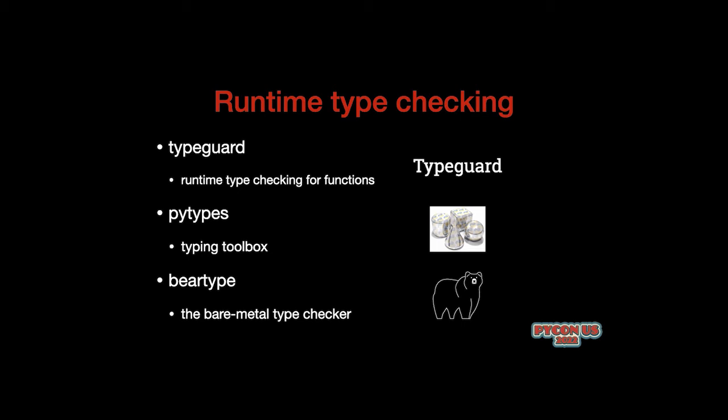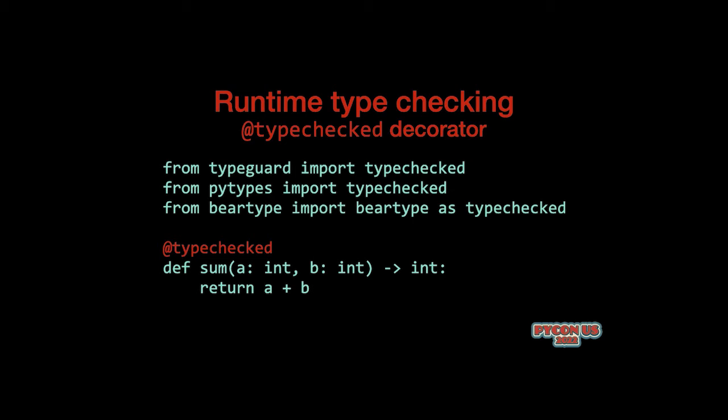And BearType is interesting. It also does runtime type checking. So all three of these libraries give some kind of type checked decorator that you can put on a function, and then when you call the function at runtime, the decorator inserts some code to check the parameter types coming in and the return value that is going out. So all three do this.